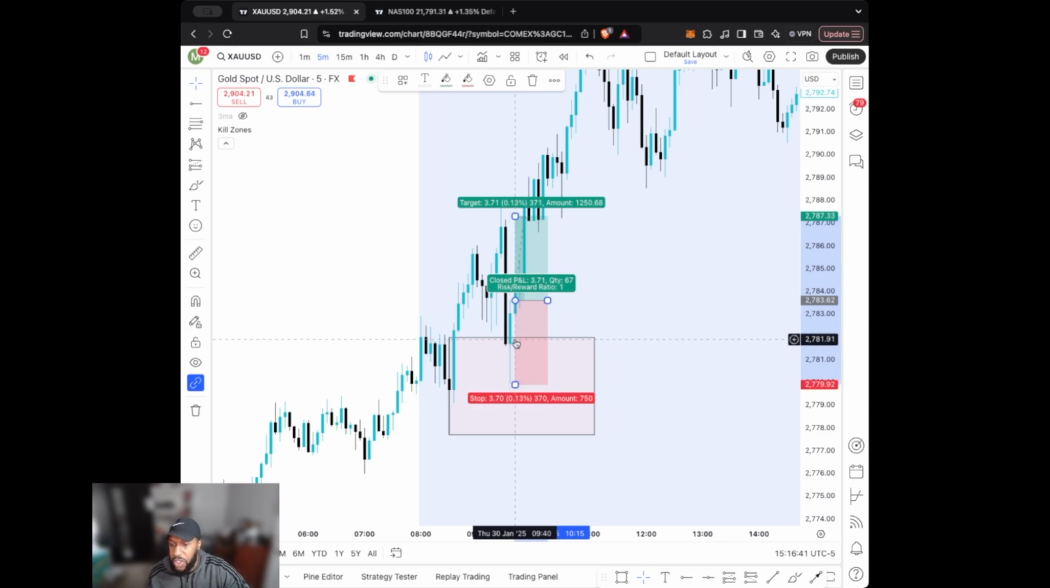And then we initially target a 1-to-1 here, and then we see that our 1-to-1 is hit within a couple candle printouts on this specific trade. And so that's simply how I take my demand trades right there.